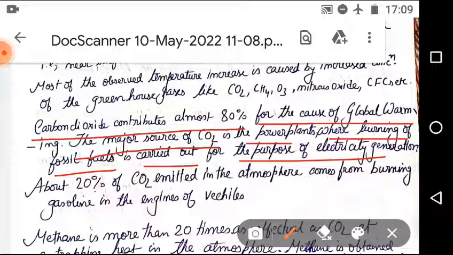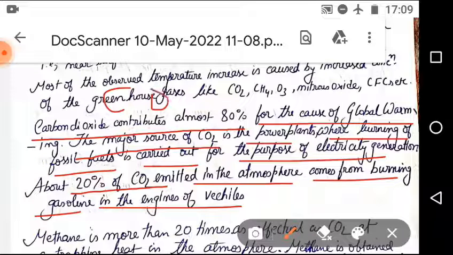About 20% of the carbon dioxide emitted in the atmosphere comes from burning gasoline in the engines of vehicles. So vehicles also contribute to carbon dioxide pollution, but vehicles actually also contribute carbon monoxide, which is called CO, a very dangerous gas. I have already discussed in the classes that hemoglobin has more affinity to bind with carbon monoxide than oxygen.